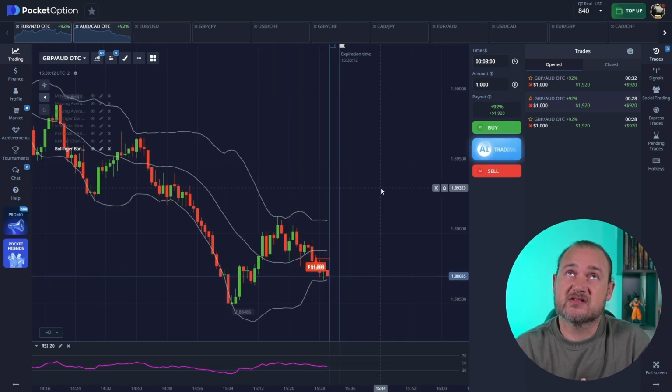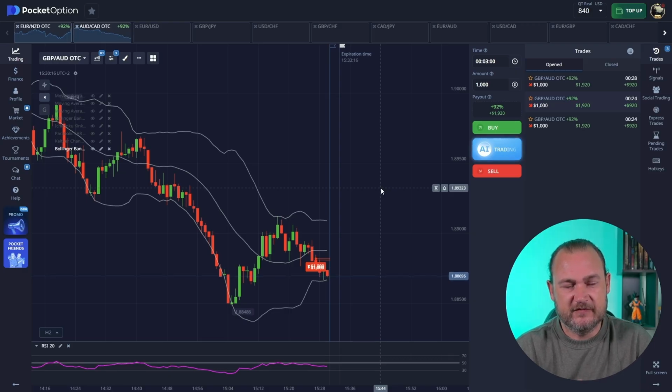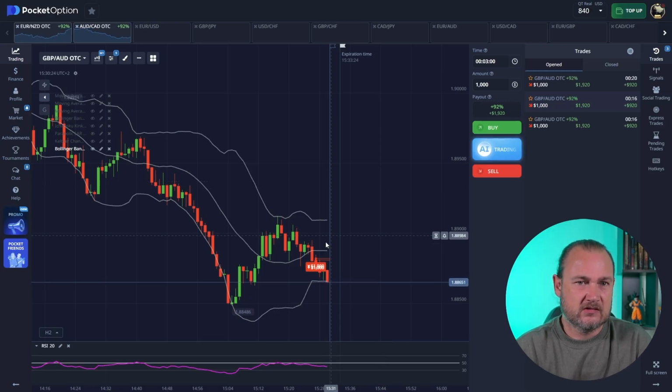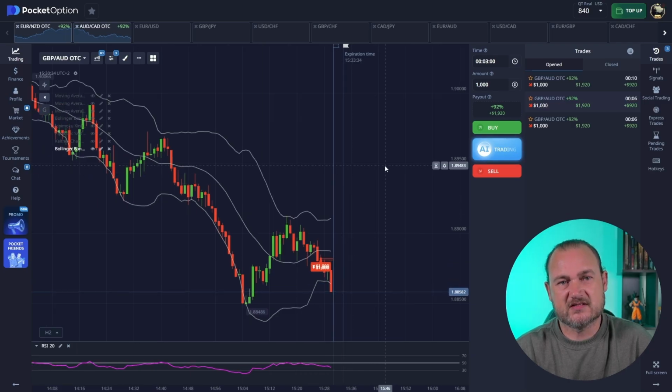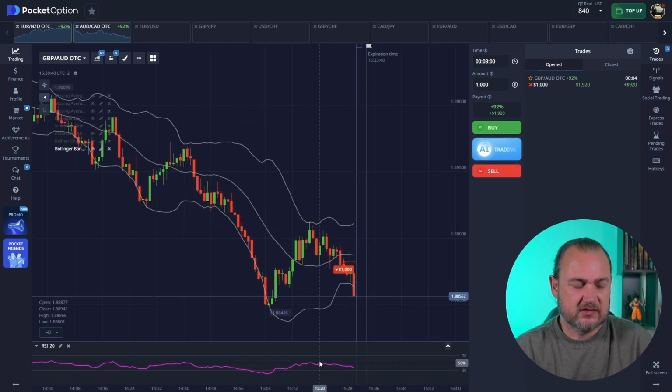Actually, not the stochastic. The stochastic I do use it, but for the confirmation of divergence when I'm trading with divergence, not for actual oversold and overbought levels. There we go, beautiful, lovely. A few seconds left on this, but back to the RSI. I do love using the RSI like this.